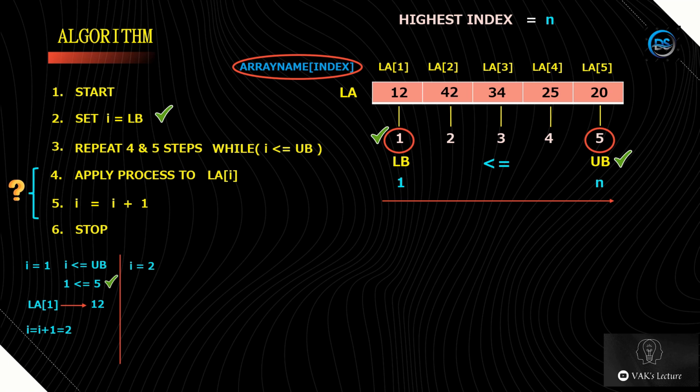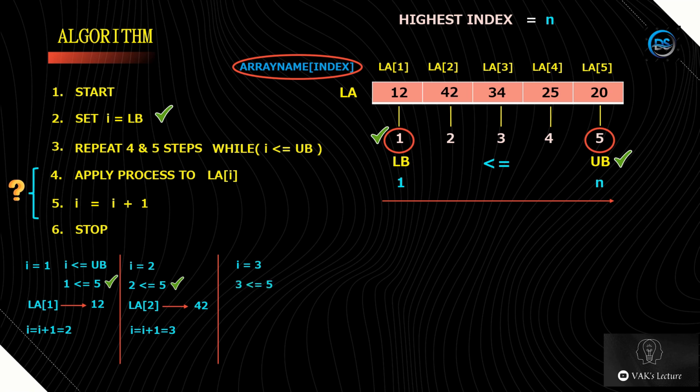Again the control goes to the 3rd step. What is the condition here? 2 less than or equals to 5. The condition is true. So the 4th statement will be executed. What is there? Process on LA of 2. Which element is in LA of 2? That is 42. So 42 will be displayed. Then I value is incremented. So I is equals to I plus 1, means I is equals to 3.